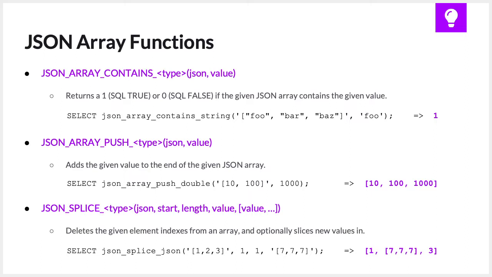JSON_SPLICE deletes elements from the array, but can also optionally insert new values in as well. In the following example, we are given an array of 1, 2, and 3. The second argument of 1 determines at which index in the array to start deleting. And the third argument, which also happens to be a 1, determines how many elements to delete. So in this case, the value of 2 in our array would be deleted. We also provided an additional argument, an array of 777. This value will be spliced into the array at the position we just removed.